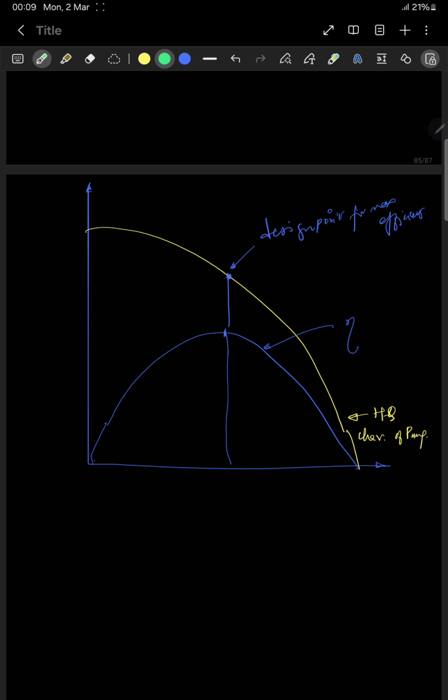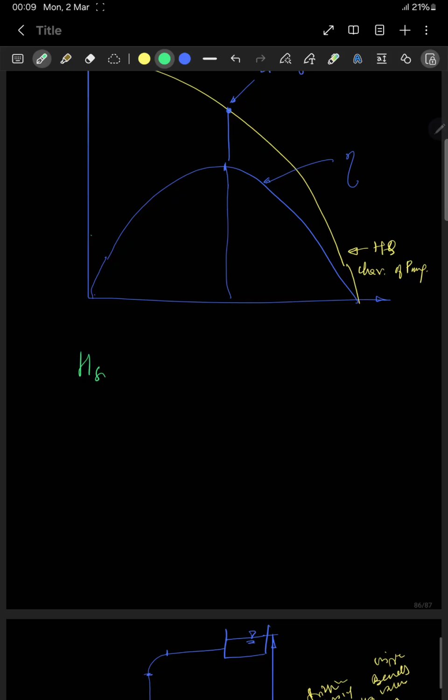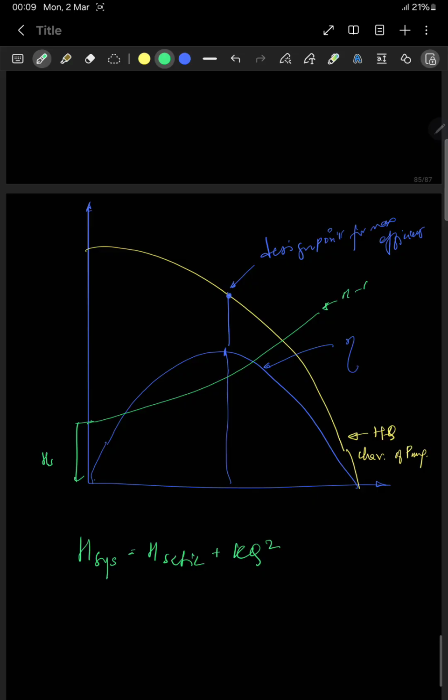Now, from this equation, where H system equals H static plus KQ square, these are the losses. So if this is H static, this is the HQ characteristics of the system. This is the operating point. This is very important.